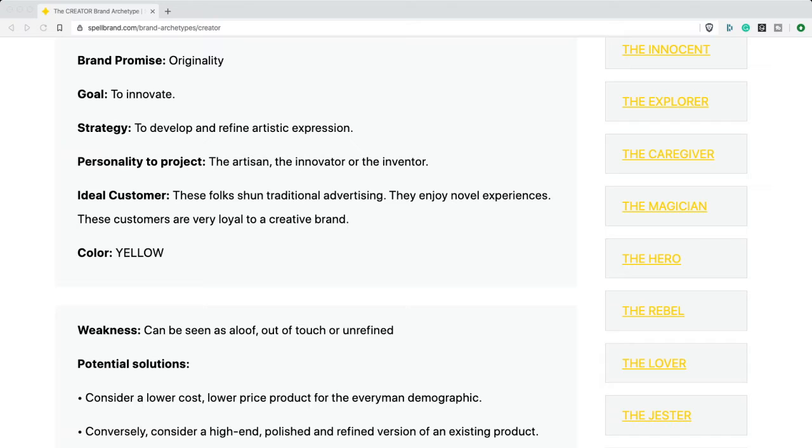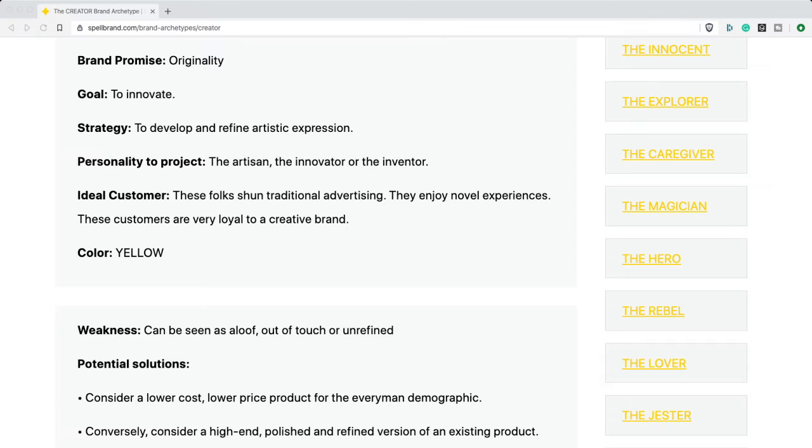And the strategy is to develop and refine artistic expression. When I say artistic expression here, I don't necessarily mean the visuals themselves, but the kind of look and feel, not just visual, but also the tone, what you say, and things like that, right? Now, the personality to project: the artisan, the innovator, or the inventor.